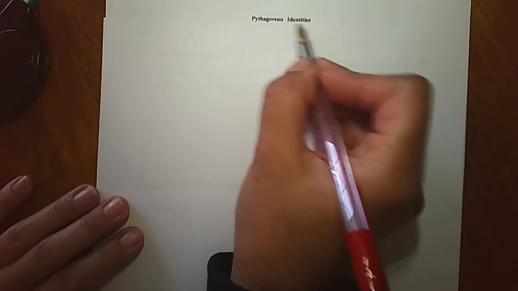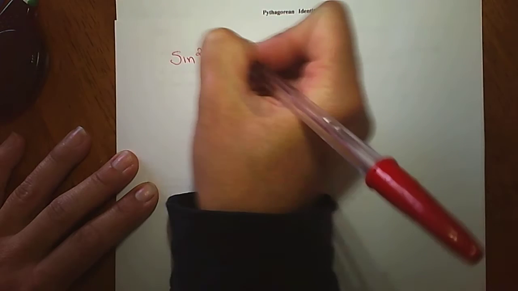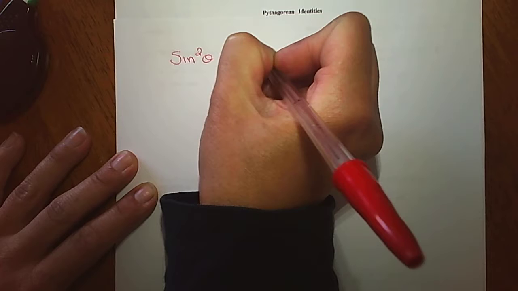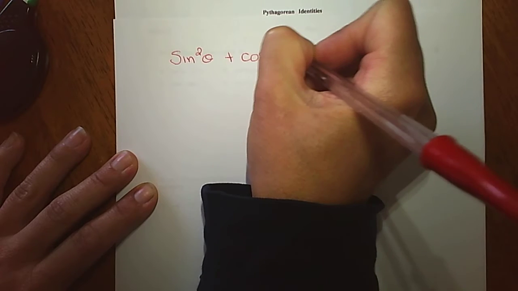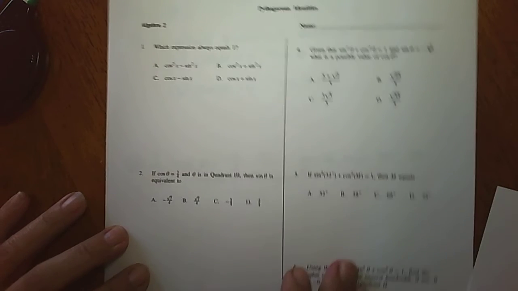Oh, hey guys, I want to run through the homework that was due. Basically, it was based on the Pythagorean identities. And the big one you guys have to keep in mind is sine squared plus cos squared equals 1. Using this, you should have been able to solve all the questions from the homework. So let's take a look at those questions.